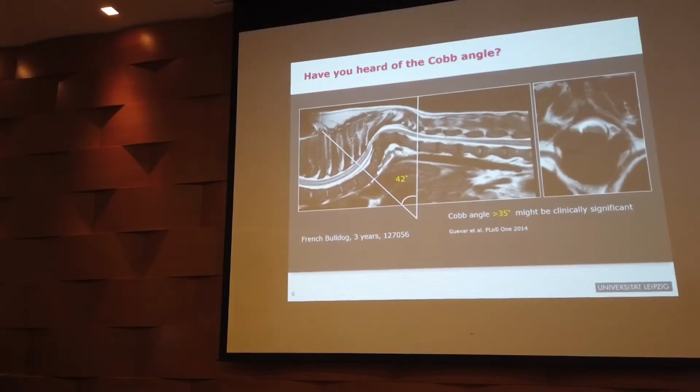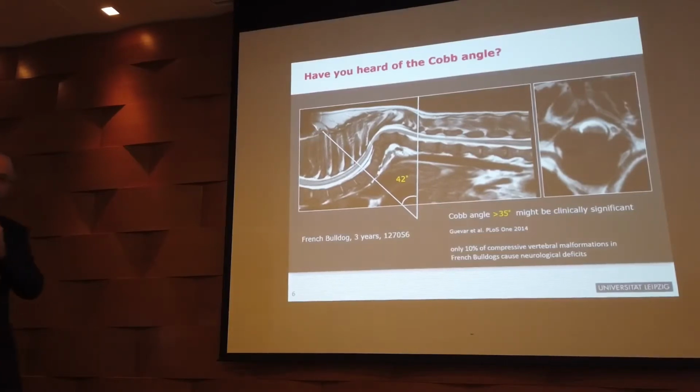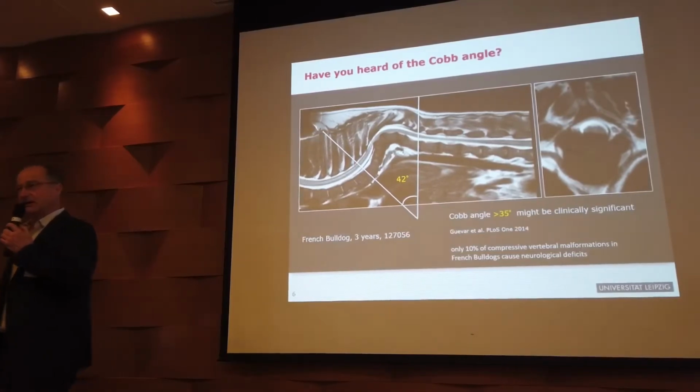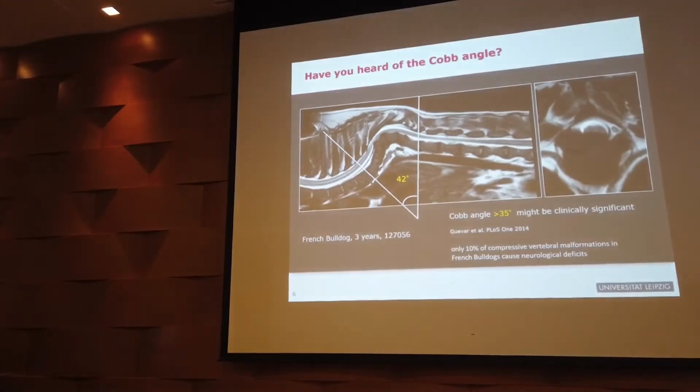Or to turn it around, many patients with a cop angle below 35 degrees do not have neurological problems, even though that may look like a catastrophe. And there is another paper saying that only 10% of French bulldogs with compressive malformation have neurological deficits. So we take those images, we see that looks really bad. But if a dog comes in with neurological deficits, you better look for something else before you call that the underlying pathology why the dog is coming in now. So it looks bad, but it may not be the reason.